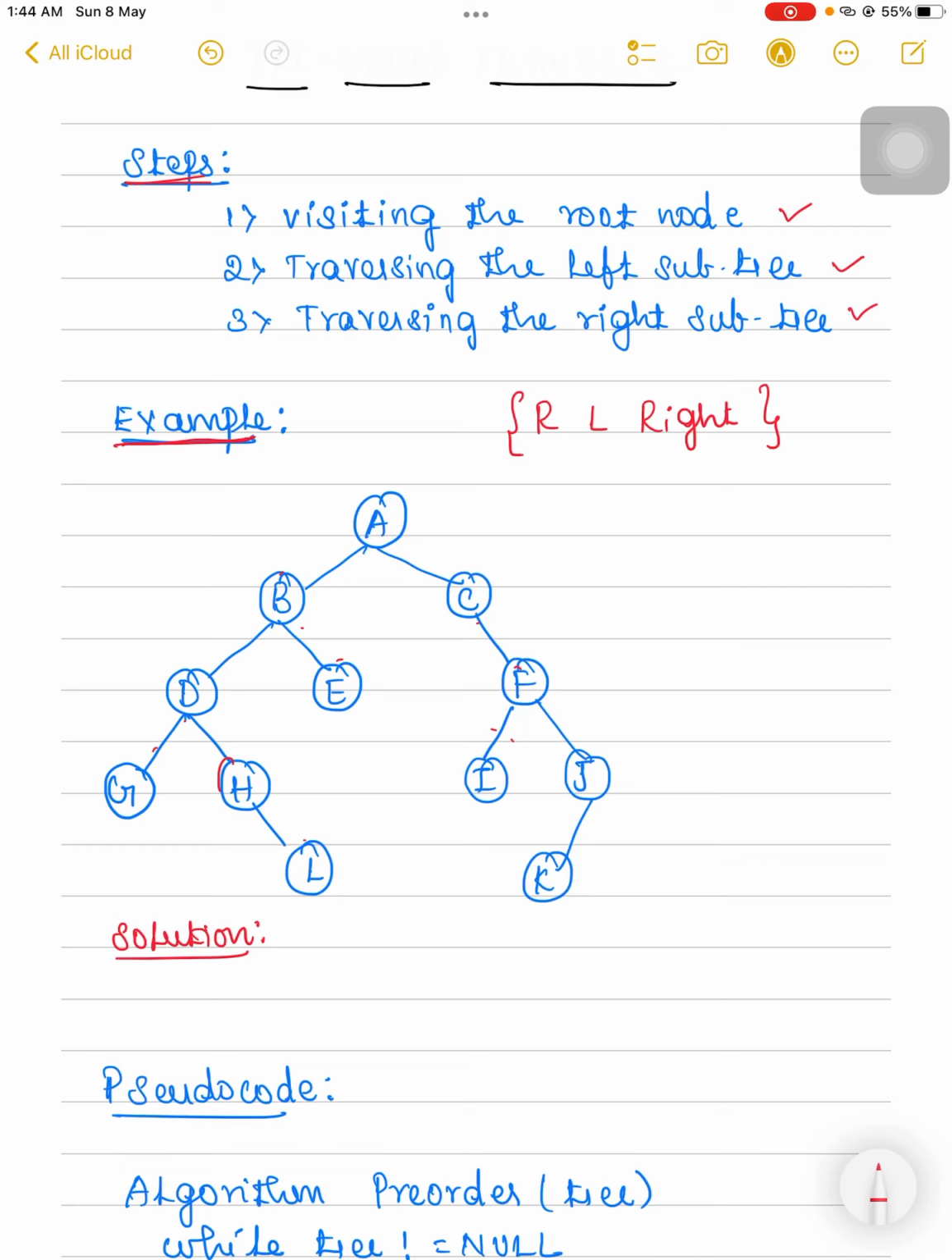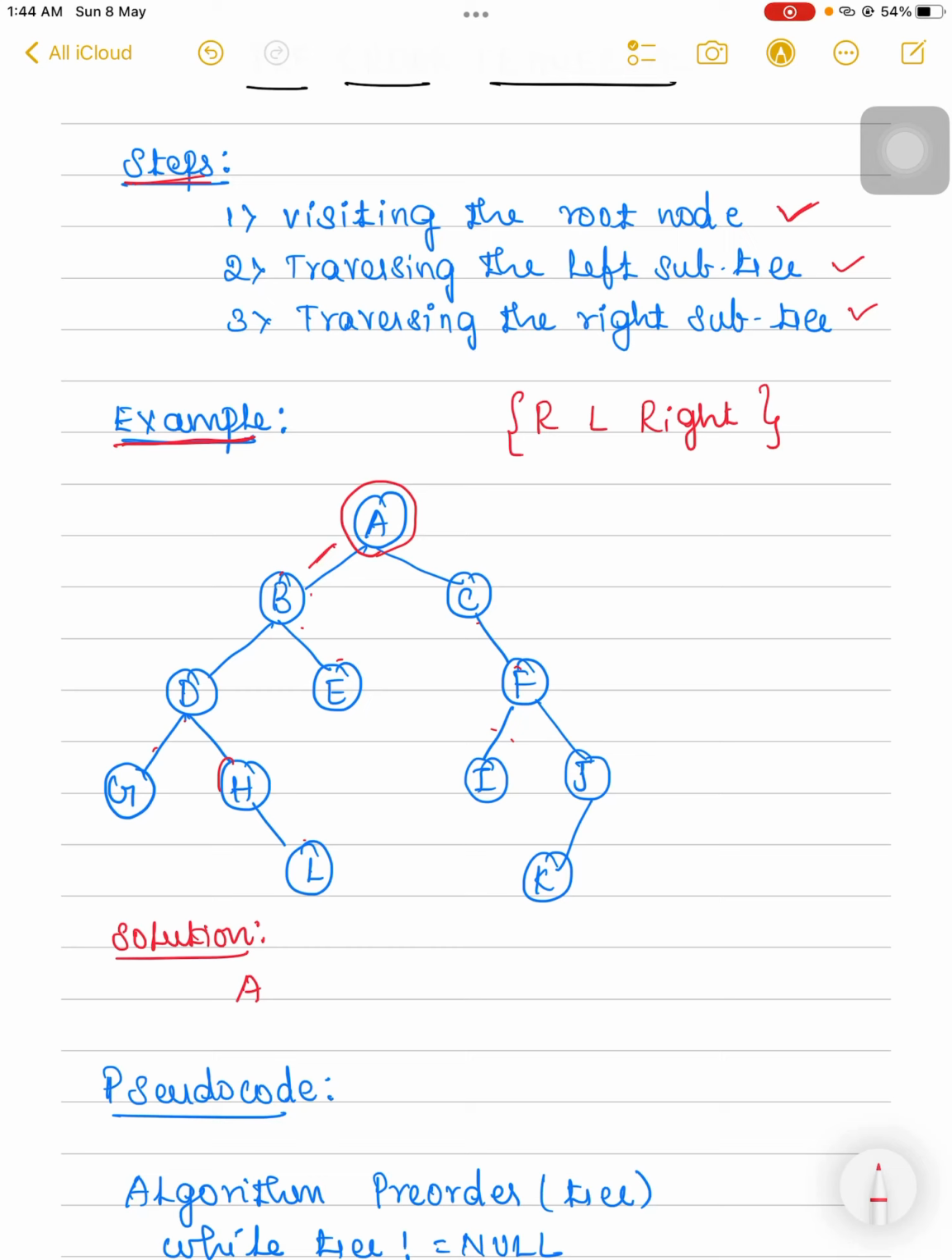The very first step is visiting the root node. So here the root node in the given example is A. So it will first visit the node A. After visiting the root node, it is supposed to move on to the left subtree. So it will move towards its left. The left node of A is B.